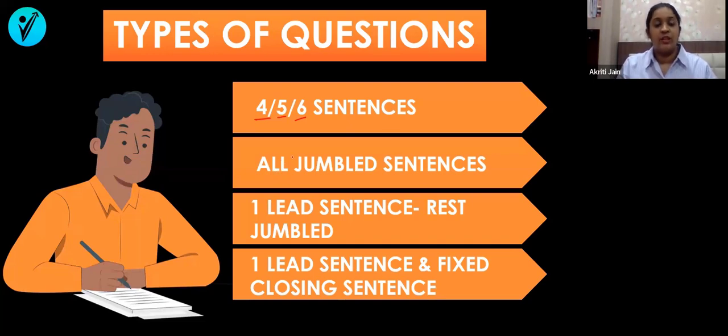All jumbled sentences. They might give you all sentences which are jumbled, and again, they might be 4 or 5 or 6 sentences. There is one lead sentence and the rest of the sentences might be jumbled, which means there's one fixed sentence and you have to choose a continuation sentence to that, and there will be 4 sentences or 5 sentences post that. The other type of question is one lead sentence and one fixed or closing sentence. So there is a lead sentence, there is an end sentence which is given, and the sentences in between are options of say A, B, C, D, or A, B, C, D, E, 4 or 5 sentences which need to be arranged in the correct order so that with the lead sentence and the closing sentence you form a coherent passage.